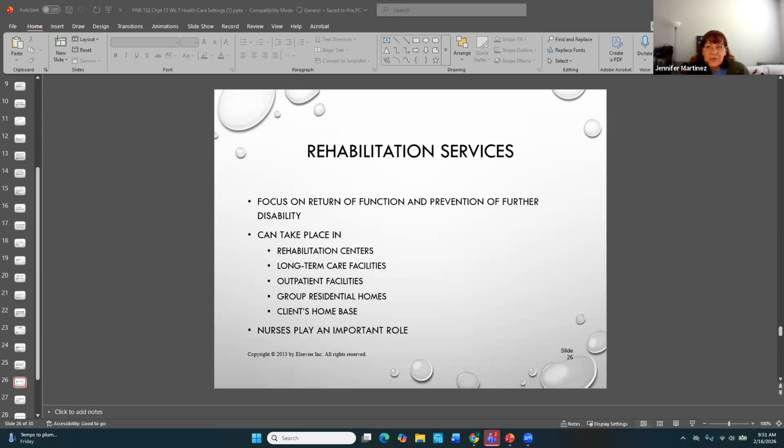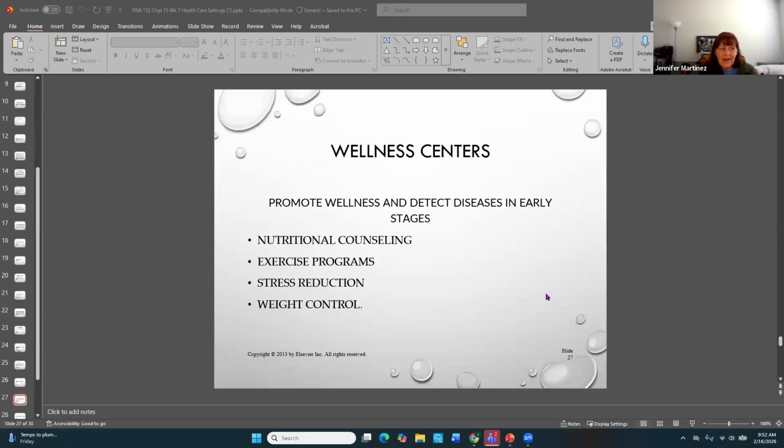And then your rehab services. So rehab services, right? They look to get return of function and prevention of further disability. Basically, the goal is to try to get them as close to their previous level of functioning as possible. And so rehab services can take place in rehab centers, your skilled nursing facilities, long-term care facilities, outpatient, residential homes. Again, home health care is an option as well. And of course, we know nurses play a huge role in that.